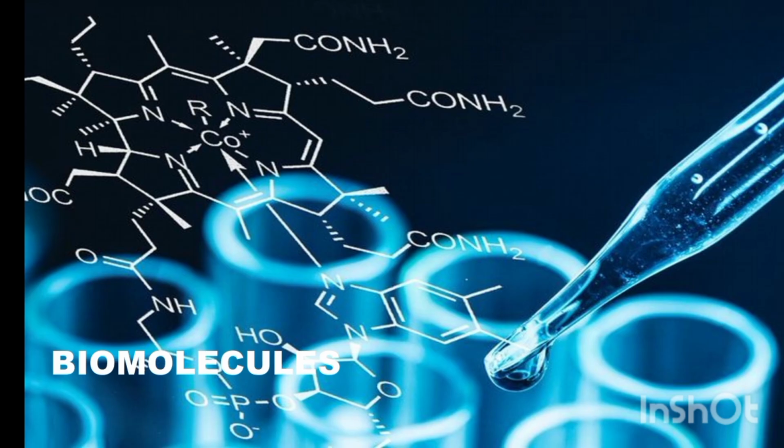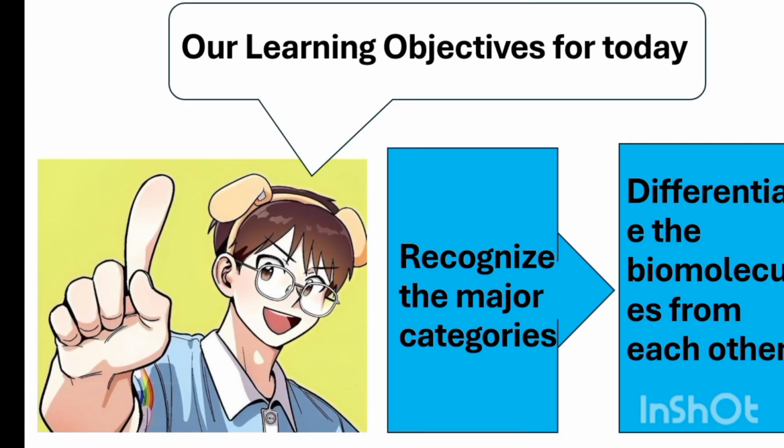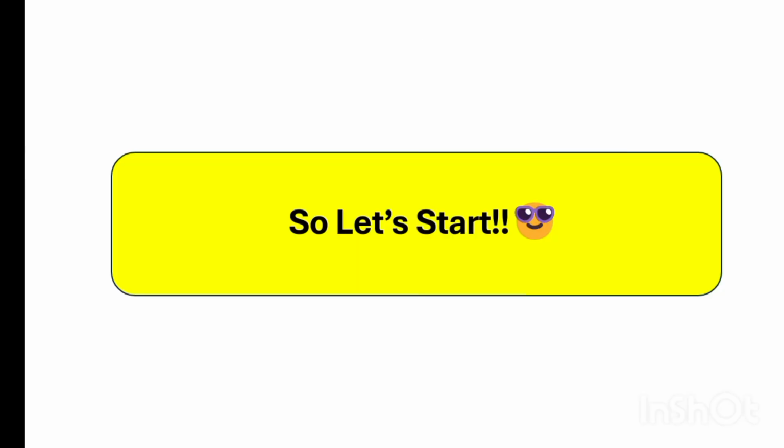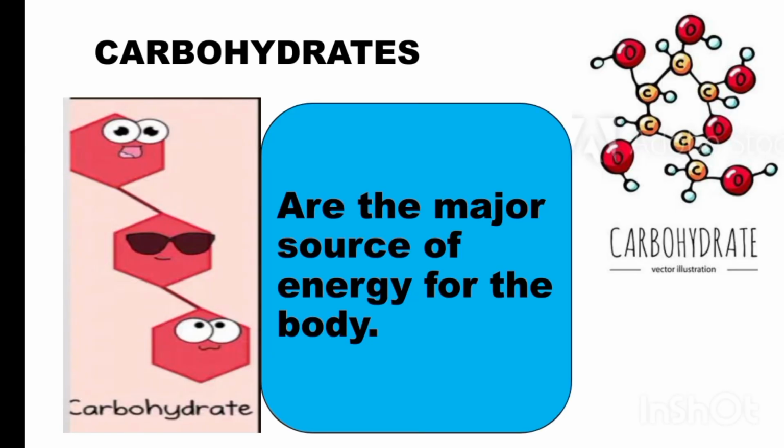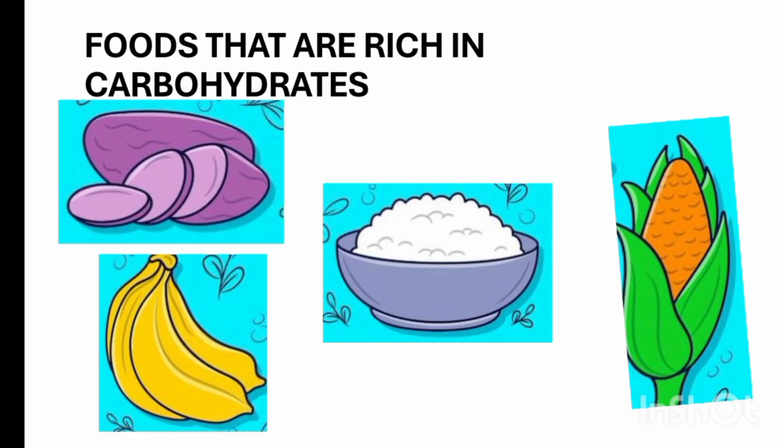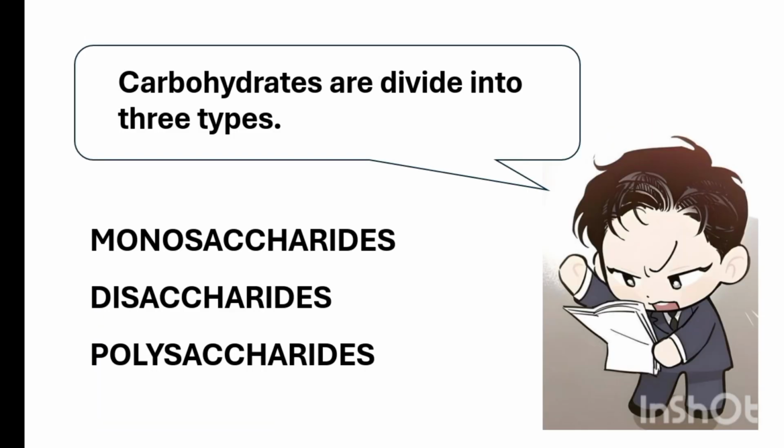But before that, our learning objectives for today are to recognize the major categories and differentiate the biomolecules from each other. So let's start. First is carbohydrates. Carbohydrates are the major source of energy for the body. Foods that are rich in carbohydrates mainly include turnips, banana, rice, and corn. Carbohydrates are divided into three types, which are monosaccharides, disaccharides, and polysaccharides.